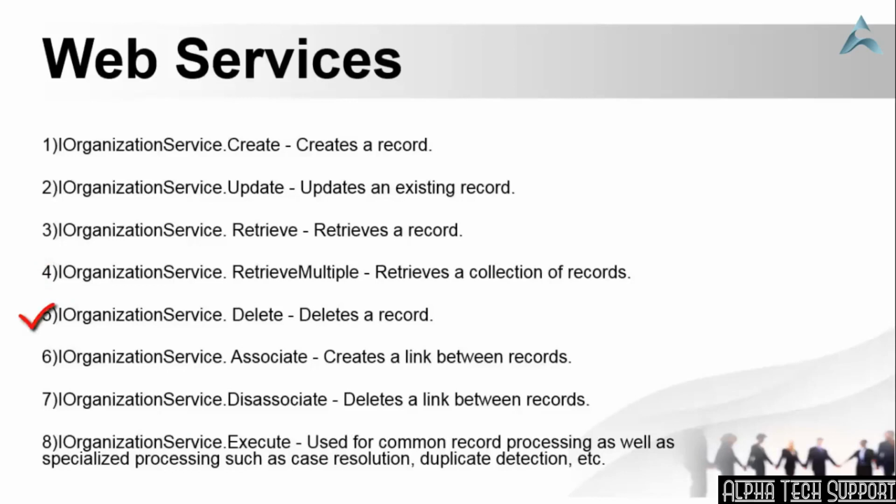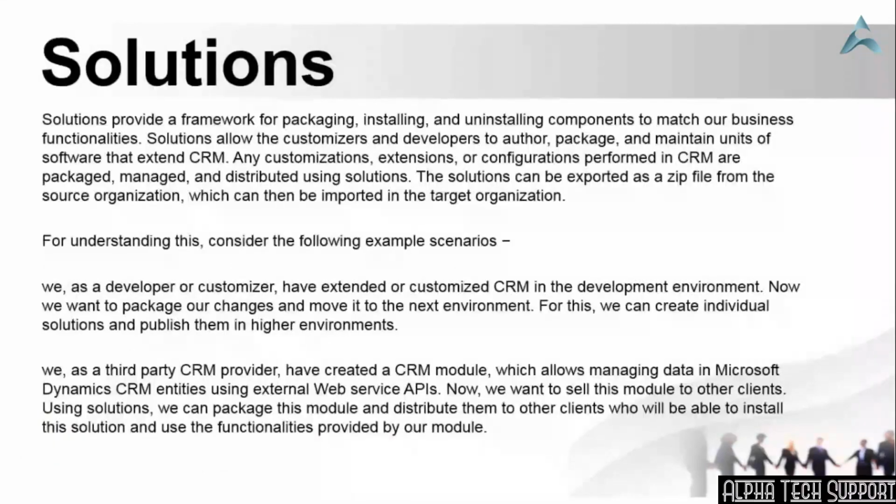IOrganizationService.Delete deletes a record. IOrganizationService.Associate creates a link between records. IOrganizationService.Disassociate deletes a link between records. IOrganizationService.Execute is used for common record processing as well as specialized processing such as case resolution, duplicate detection, etc. That's all about the web service.